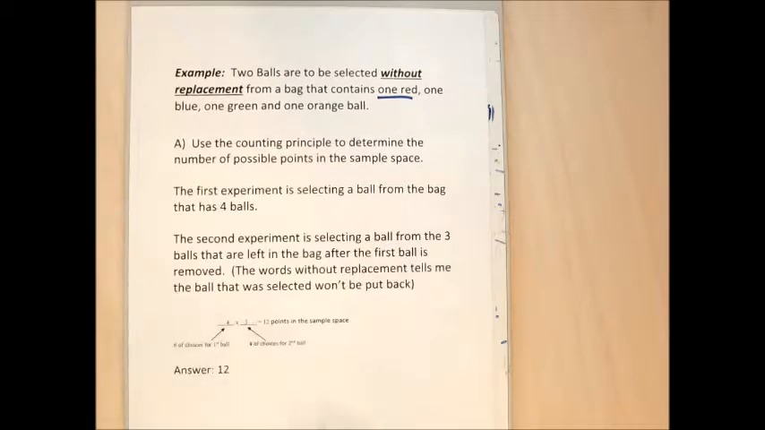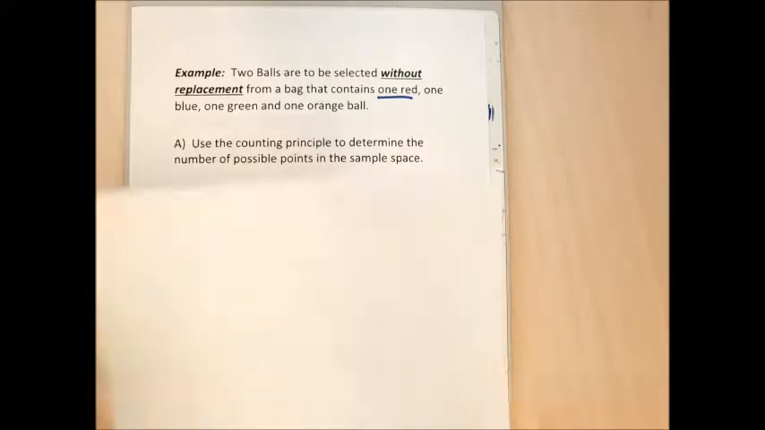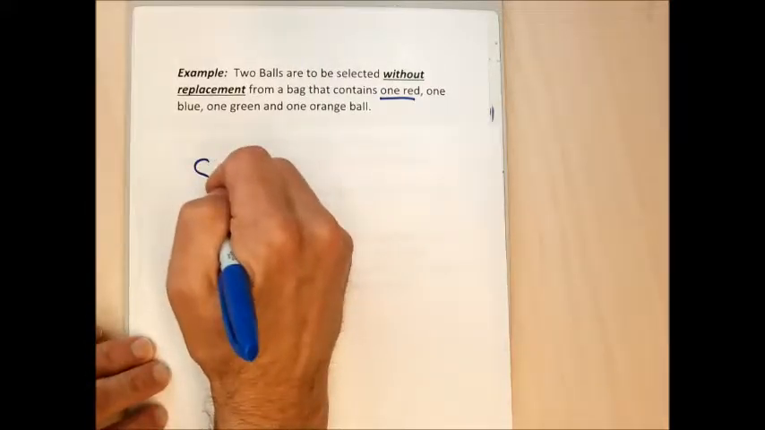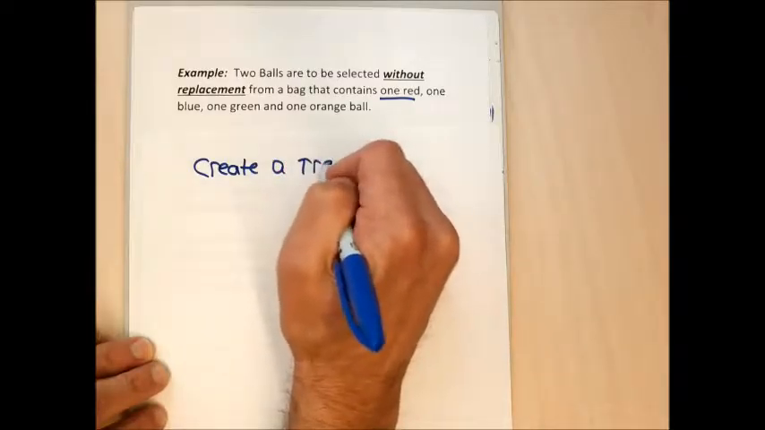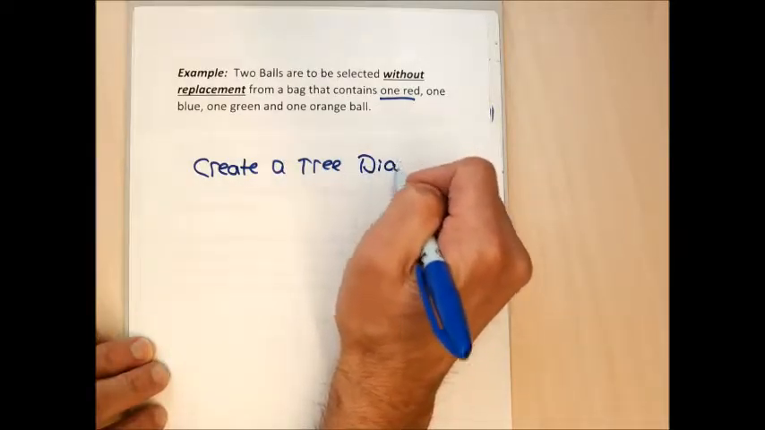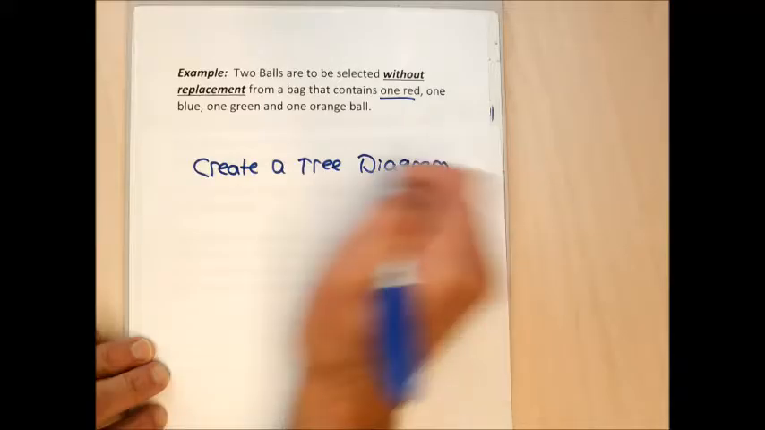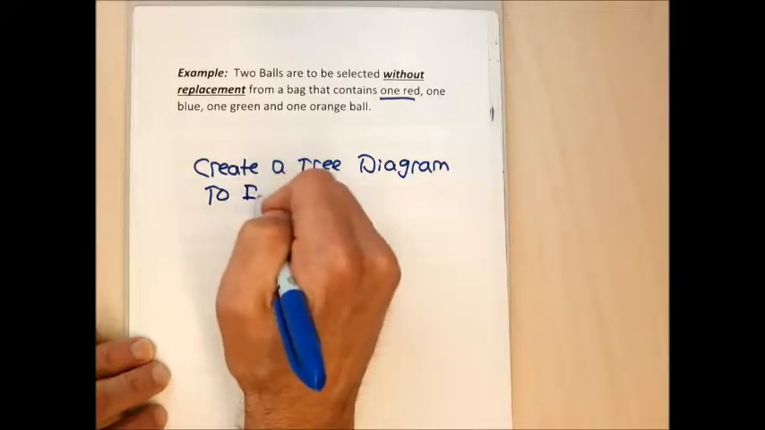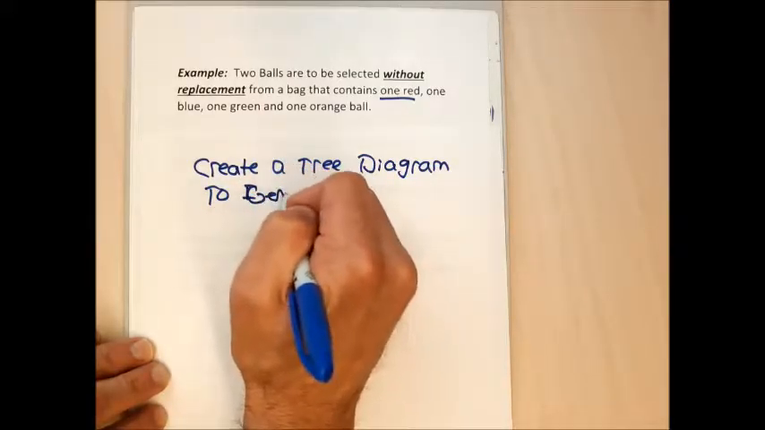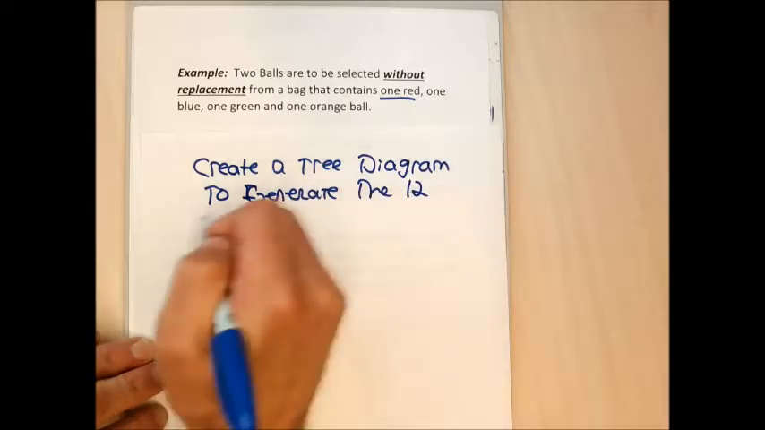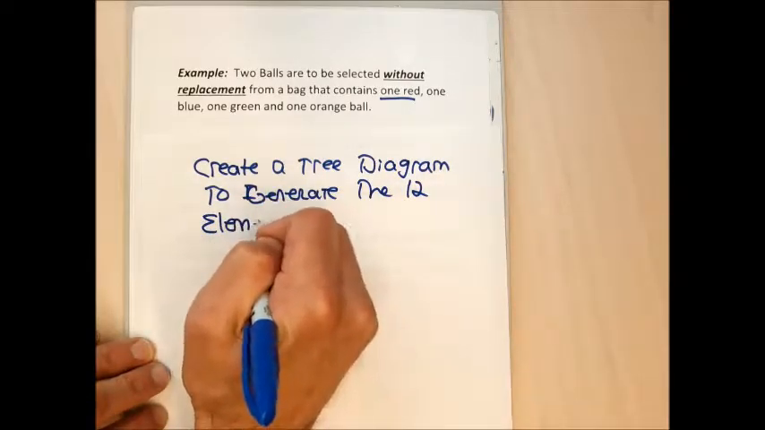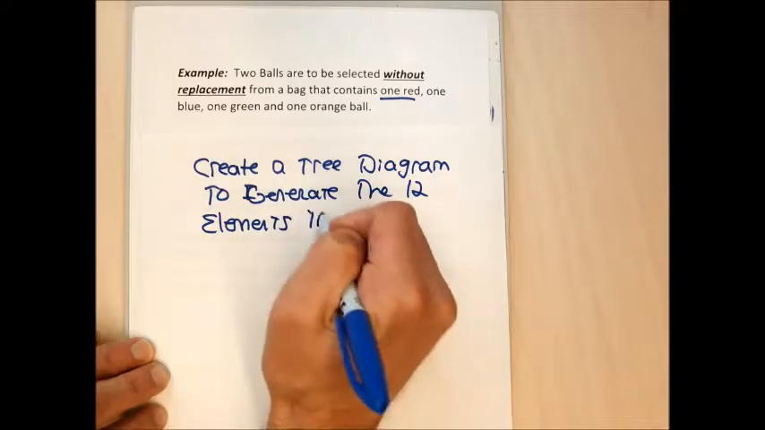So the next thing I'm going to want to do is create a tree diagram to illustrate or to generate the 12 elements in the sample space.